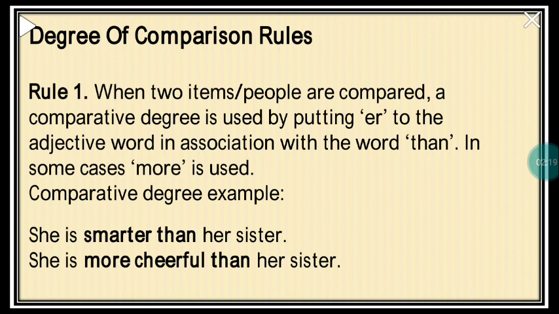Then, what are the degree of comparison rules? When two items or people are compared, a comparative degree is used by adding ER to the adjective word that is associated with the word than. In some cases, more is used. Okay. So the comparative degree example is she is smarter than. So the positive degree is smart. The comparative degree is smarter. So she is smarter than her sister.